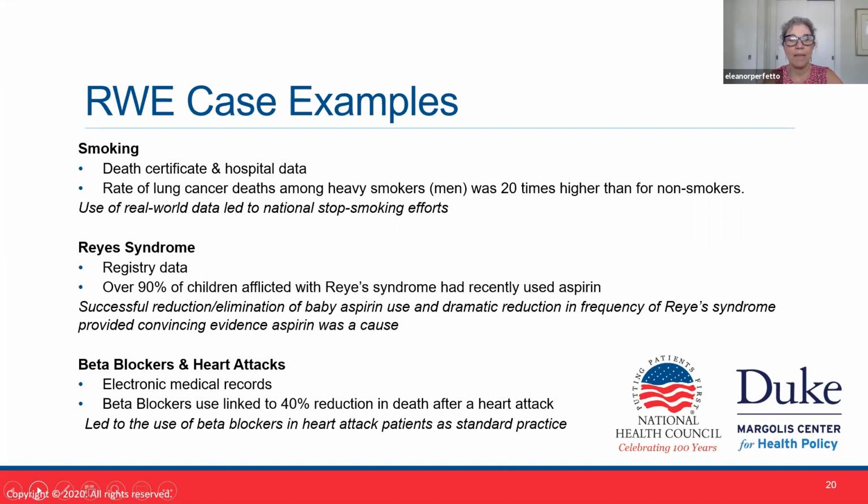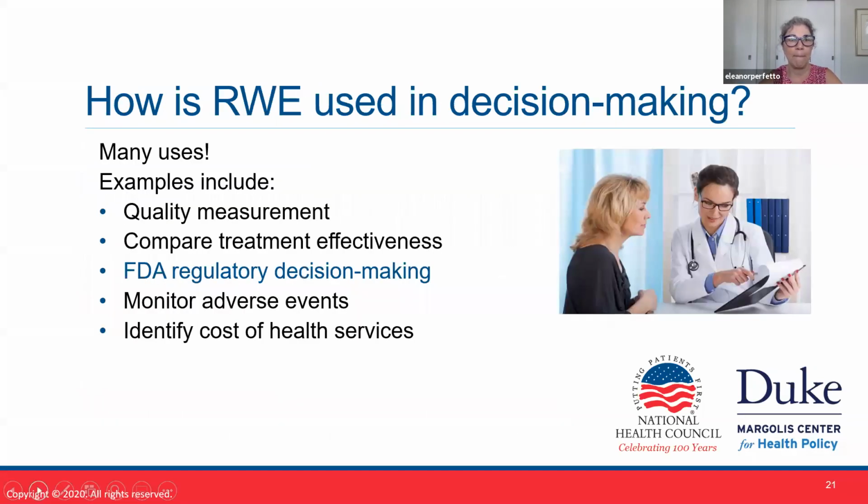The next slide, please. So there are many uses for real-world evidence in decision-making. Examples include measuring quality of care, comparing treatment effectiveness, regulatory decision-making, which we will have a session on as part of this series, monitoring adverse events, and identifying the cost of healthcare services. Next slide, please.